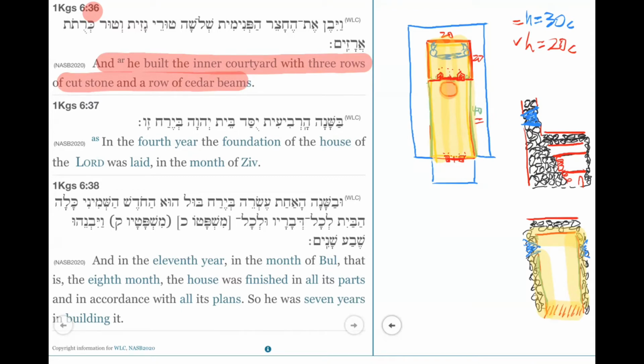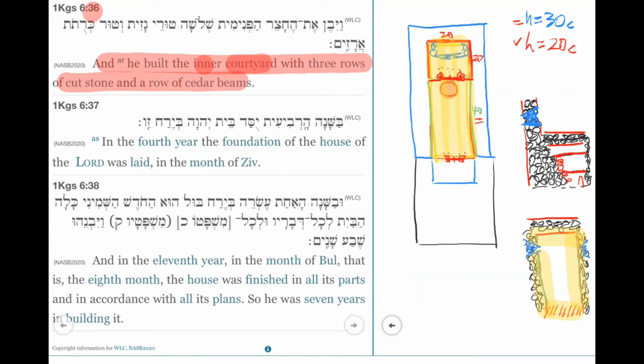All it does tell you is that there is an inner courtyard. An inner courtyard is a space which is delineated. And how would it delineate the inner courtyard? Perhaps this way. So I'm using an artist's impression, my own interpretation, that it is a courtyard, and this would be the inner courtyard, but it has 3 rows of cut stone and a row of cedar beams.